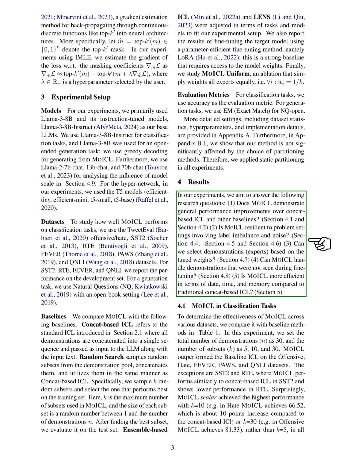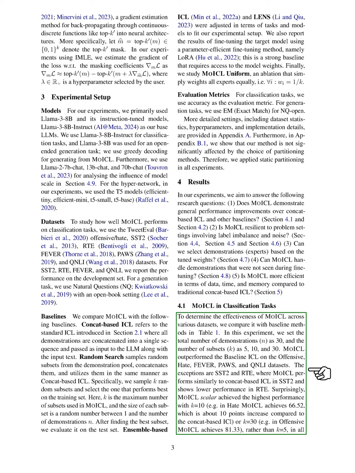Section: MOICL in classification tasks. In this section, we evaluate the effectiveness of MOICL across different datasets by comparing it with baseline methods. We set the total number of demonstrations to 30 and varied the number of subsets to 5, 10, and 30. Our results show that MOICL outperformed the baseline ICL on datasets like offensive, hate, fever, pause, and QNLI.